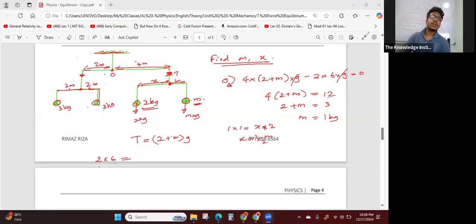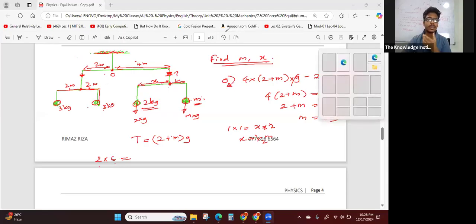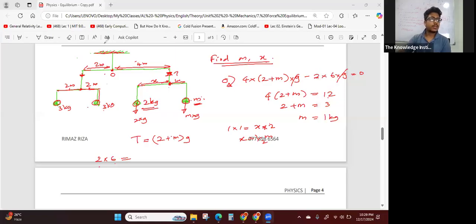Okay. So you can find more questions from past papers and all. I think the paper which I shared for center of gravity has equilibrium also. Anyway, I will send more questions on equilibrium. All right.